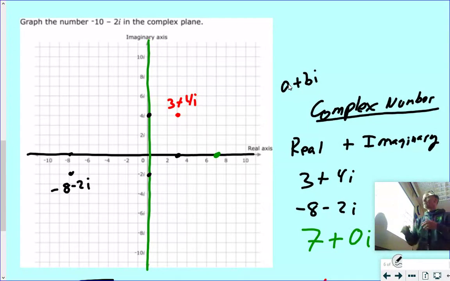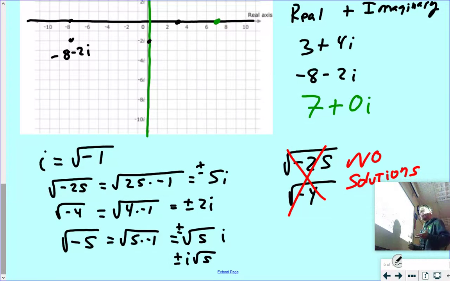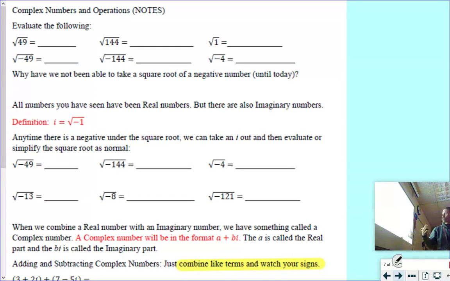Okay? And then we talked about, well, okay, what is this i thing? And we define i as the square root of -1. And we talked about, if you have the square root of -25, we can rewrite that as the square root of 25 times -1. So we can write that as just plus or minus 5i. If it ends up being a not clean square root, we can still take the negative out. For instance, the square root of -5 could just be written as plus or minus i times root 5. Okay, so that leads us into the actual formal notes.